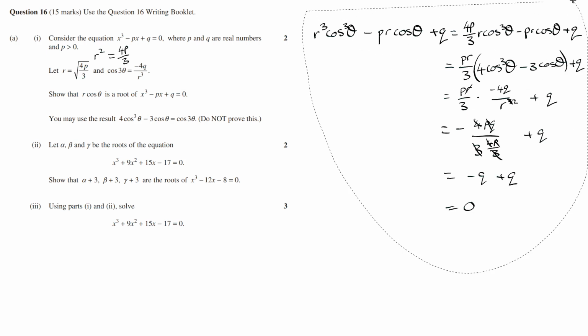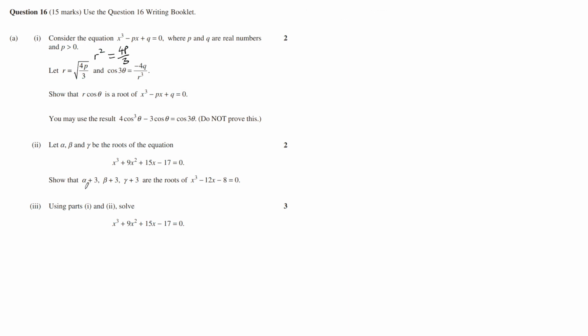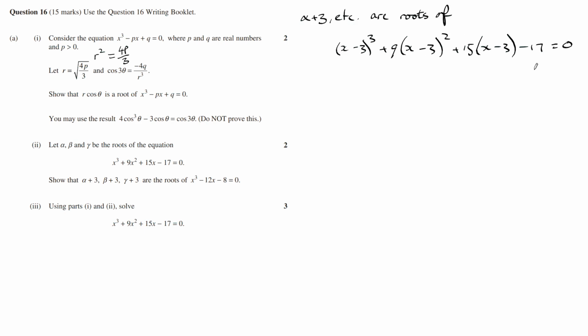Okay, so for part 2, now the easiest way to do this one would just be to reason that if alpha, beta, and gamma are roots of this, then if I turn it into x minus 3, if I replace all the x's with x minus 3, then alpha plus 3 and beta plus 3 and gamma plus 3 are going to be roots of that equation, because if I plug in x equals alpha plus 3 into here, then you're just going to have alpha cubed plus 9 alpha squared and so on, and we know that that's 0 because alpha is a root of this.